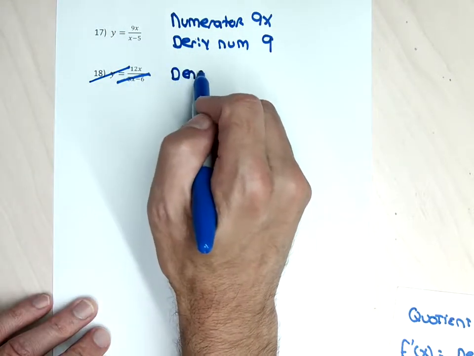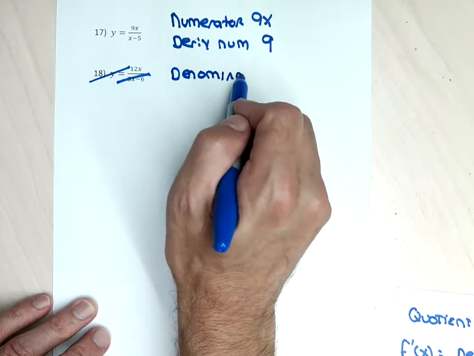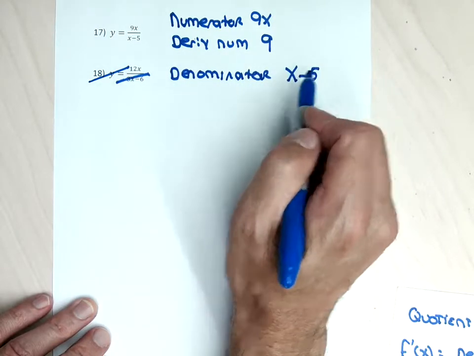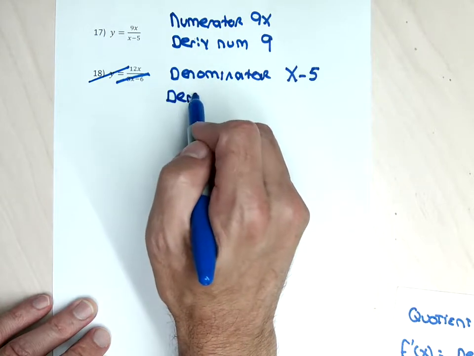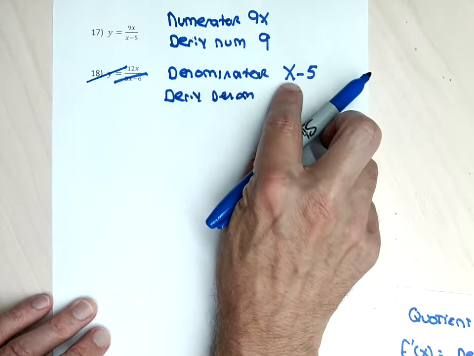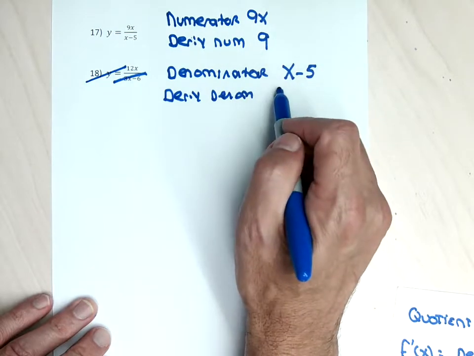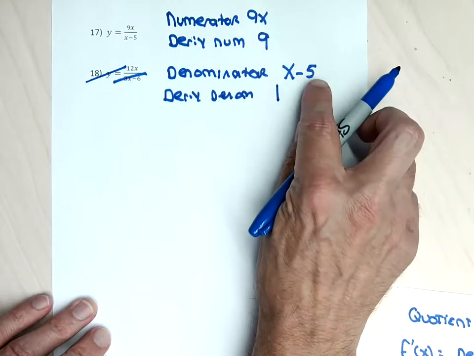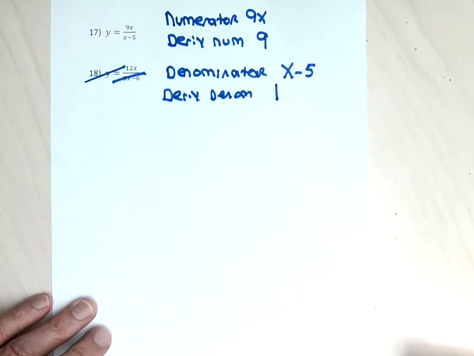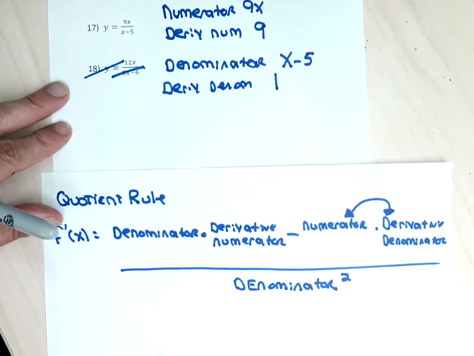The denominator, which is x minus 5. The derivative of the denominator. First term is a first power term. The derivative of any first power term is the number in front of the letter without the letter. There's an implied 1 in front of there, so the derivative of x is just 1. The derivative of minus 5, because it doesn't have a letter, is 0. So now I'm going to use the formula to find the derivative of number 17.